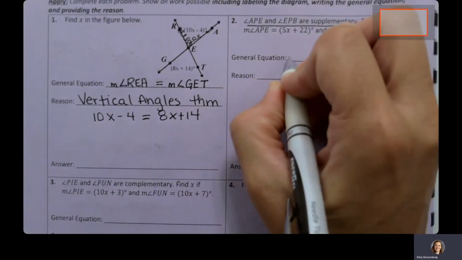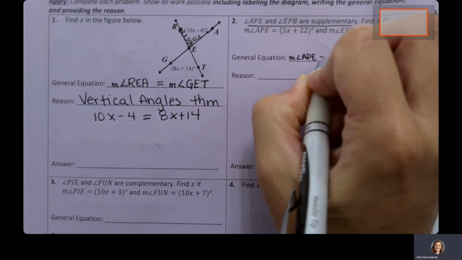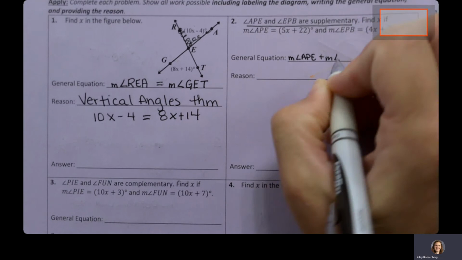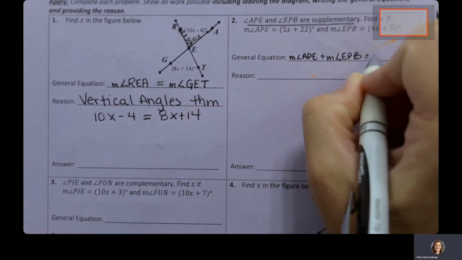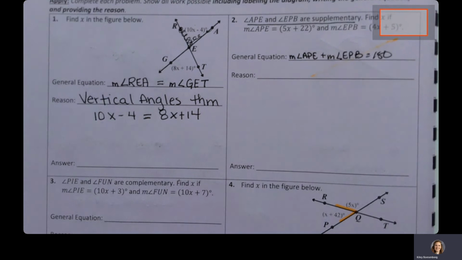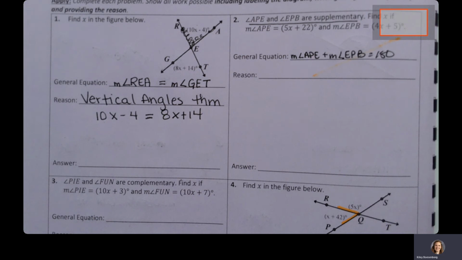So we can go measure angle APE plus measure angle EPB equals 180. This is what I was talking about. When you know your 6 reasons, 3 of them are going to be in the problem. Definition of. This word is going to be there, and then we just write definition of that word. Definition of supplementary goes right in there.